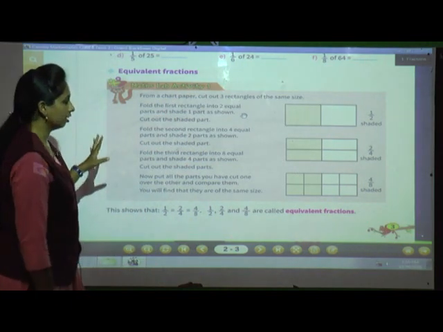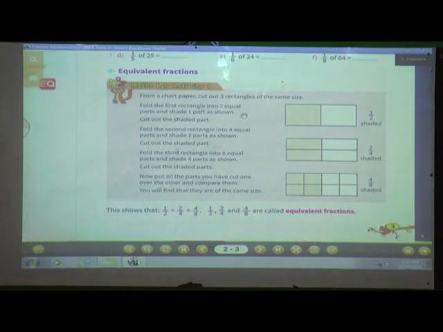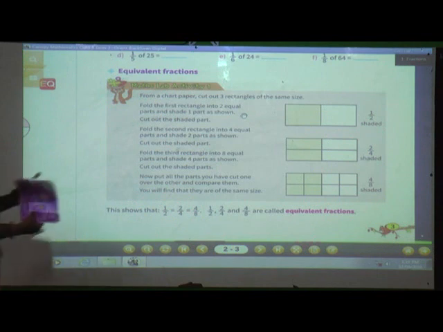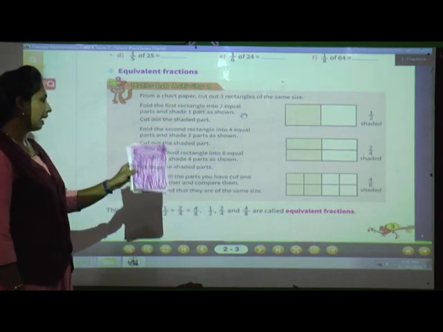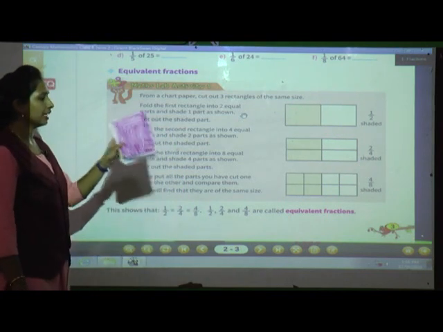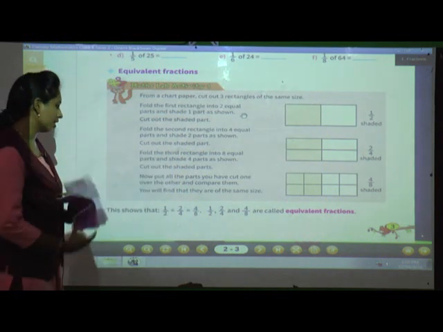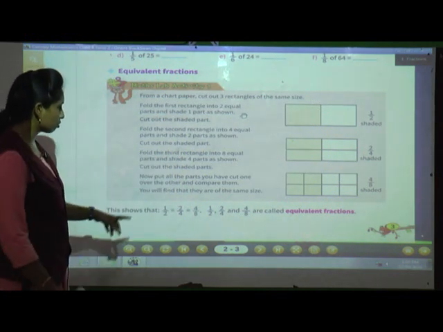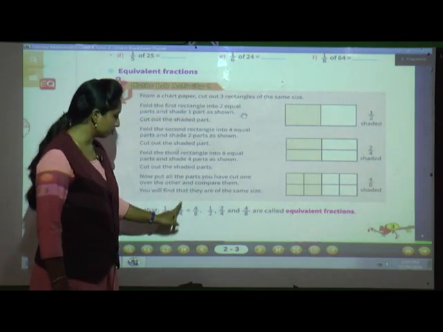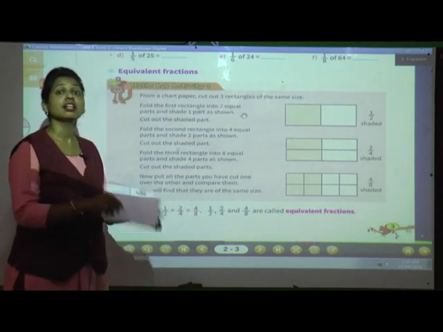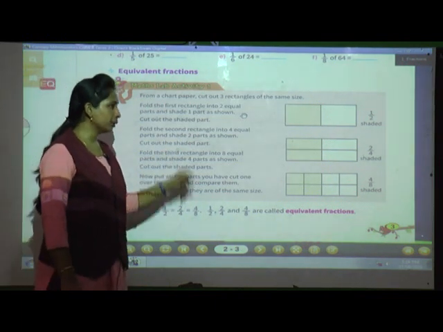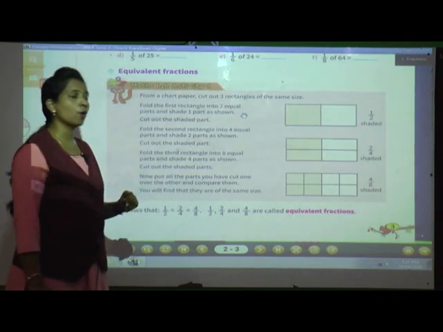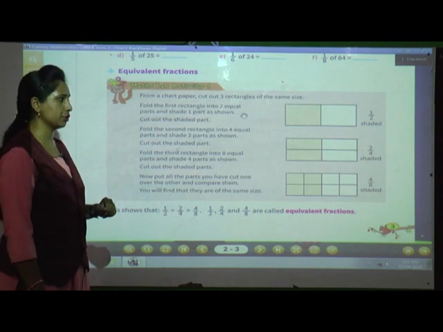So when we have seen all the fractions, now when we put them all one over the other, and when we have compared, you will find all the parts are the same size. So 1 by 2, 2 by 4 and 4 by 8 are equal. So 1 by 2, 2 by 4 and 4 by 8 are called equivalent fractions.